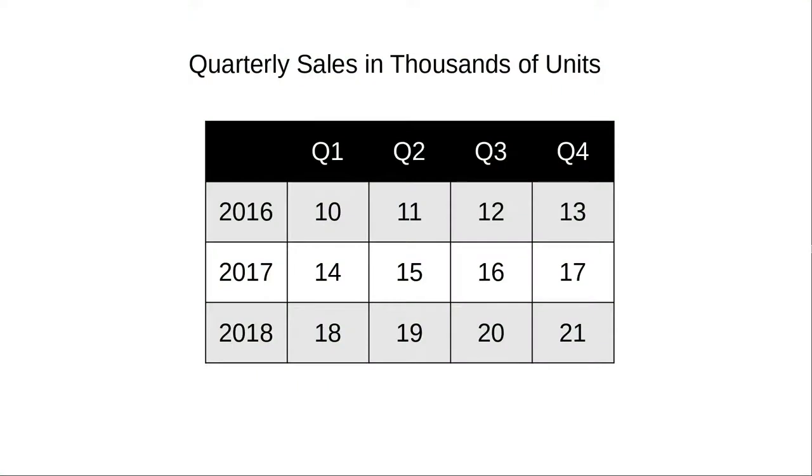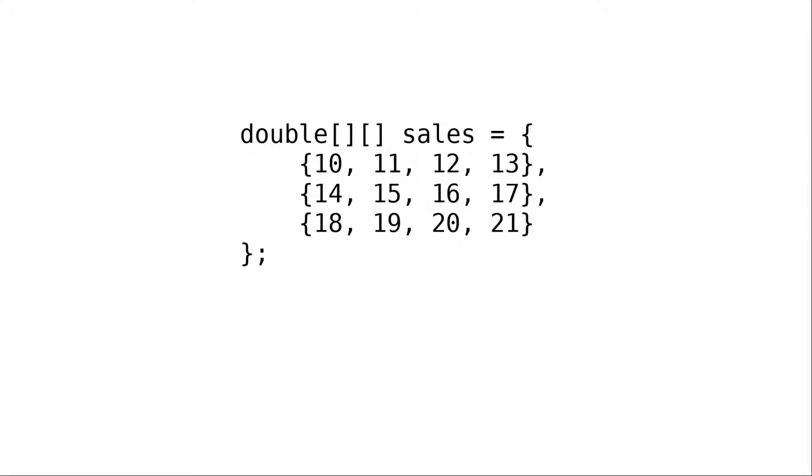Consider this table of quarterly sales over 3 years. It's a two-dimensional table with rows and columns. Here's how we represent it in Java. We use two sets of square brackets instead of one, and we put each row of the table in its own set of braces. You might be thinking, that looks a lot like an array that has three arrays in it, and you'd be entirely correct.